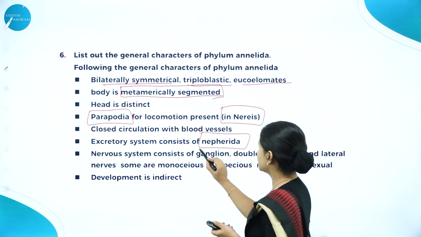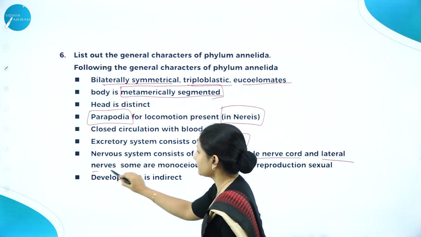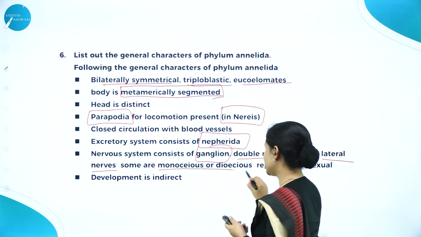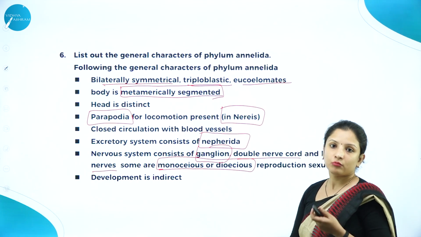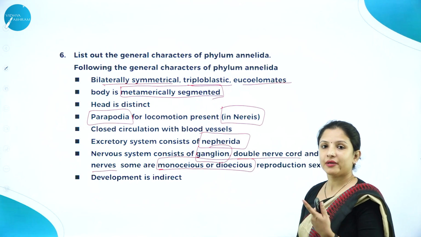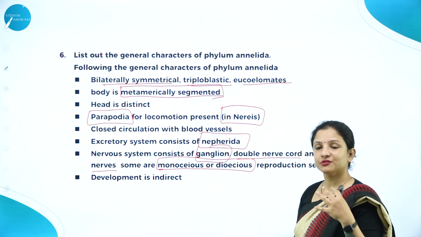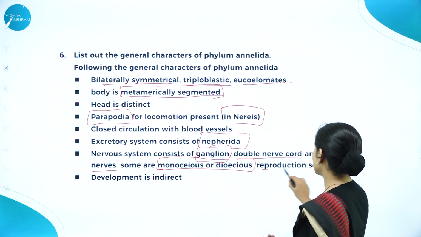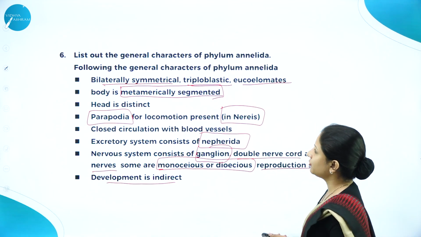And the nervous system consists of ganglia, a double nerve cord and lateral nerves. That is important, and they can be monoecious as well as dioecious. Writing about this is also important. Some of the annelids can be monoecious, that is, wherein both the male and the female sexes can be present in the same organism, or they can be dioecious, wherein the male is separate and the female is separate. And reproduction is sexual, development is indirect. So these many points you have to write.